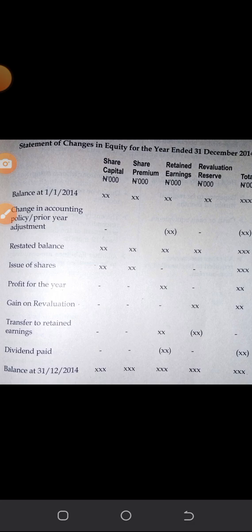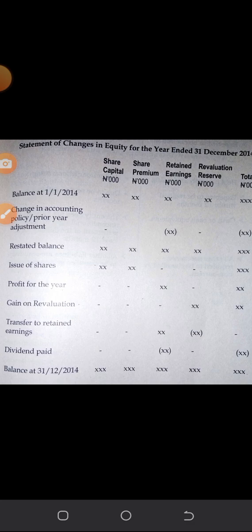Then the next thing that comes in is the issue of shares within the year. You have bonus issue. The bonus issue will always come under the share premium, because we always believe bonus issues are from those that are premium shareholders. And then other non-bonus issues, you bring them under the share capital. Then if you have profit for the year or retained earnings, or if dividend has been paid, whatever it is, if you have any one of them, you bring it here.